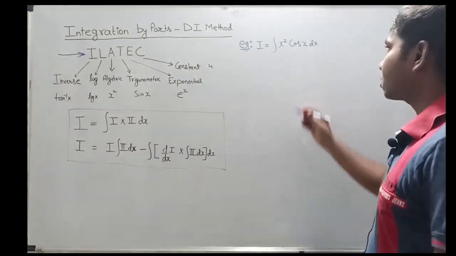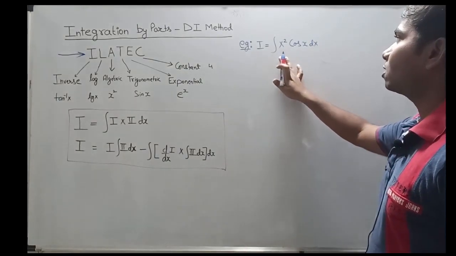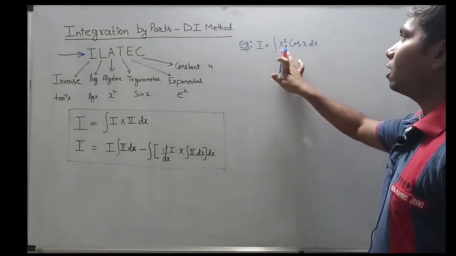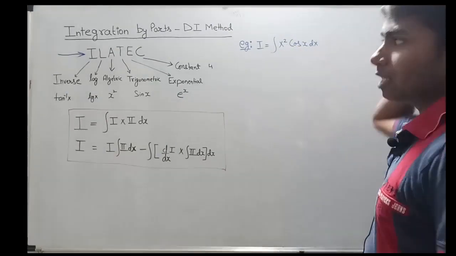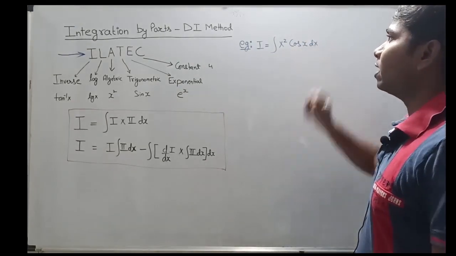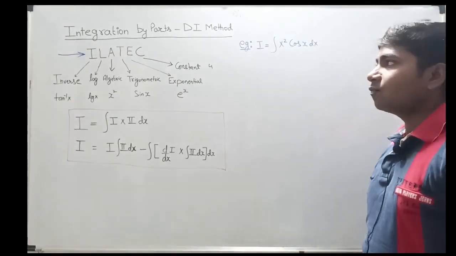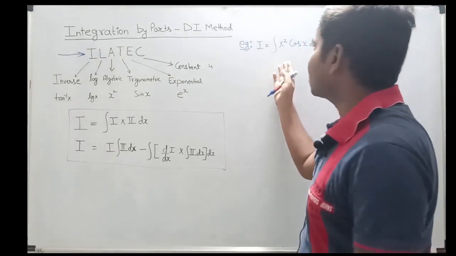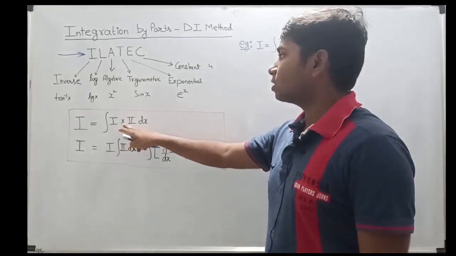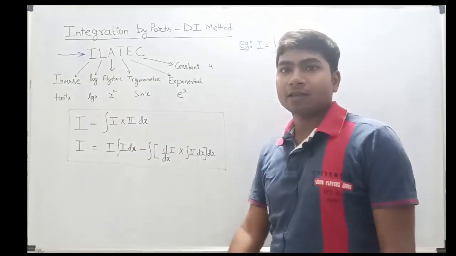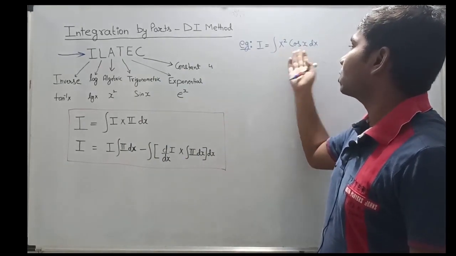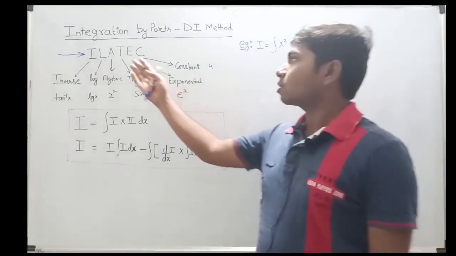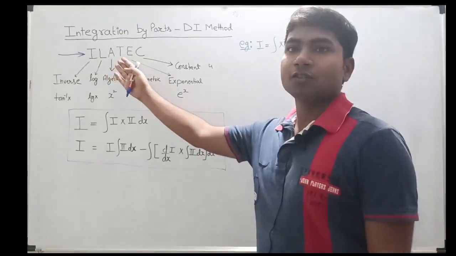So let us, students, suppose this is the example, we have to solve this integration x square cos x dx. So these two functions are multiplied, x square and cos x. So this form is similar to first function multiplied with the second function and dx. So students, we have to choose which one will be the first function, x square or cos x. So based on this formula, we can choose our first function.